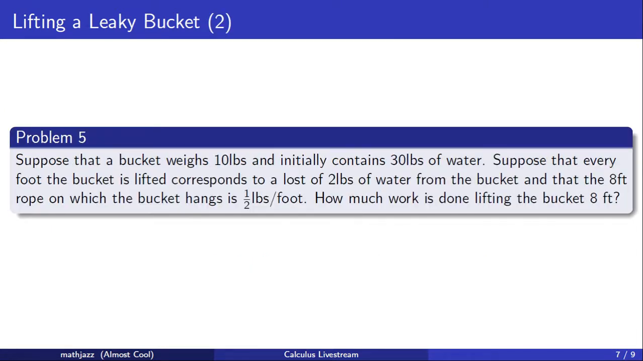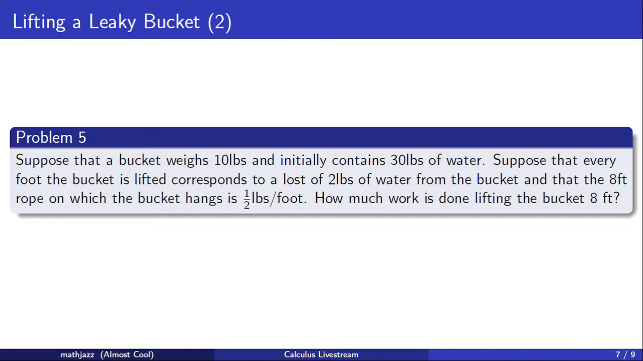Problem 5 is another leaky bucket problem. Suppose that a bucket weighs 10 pounds and initially contains 30 pounds of water. Suppose that every foot the bucket is lifted corresponds to a loss of 2 pounds of water from the bucket, and that the 8 feet of rope on which the bucket hangs weighs 1/2 pound per foot. How much work is done lifting the bucket 8 feet?